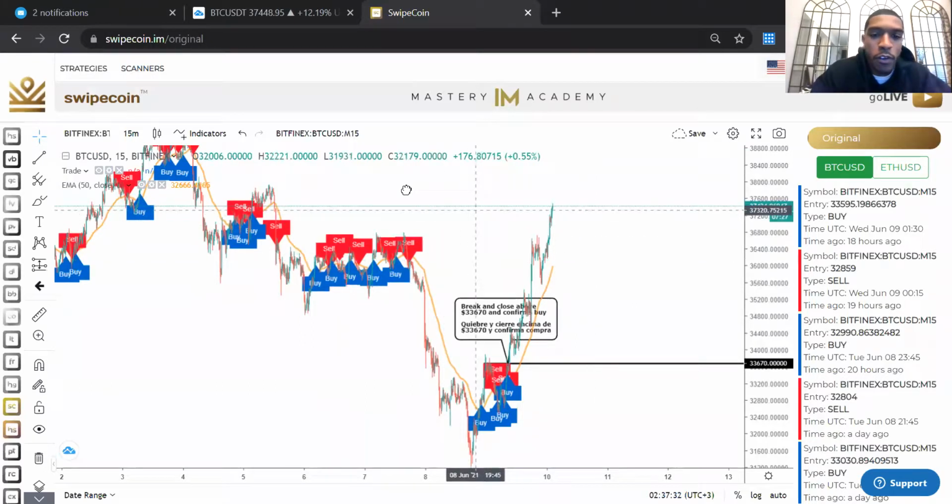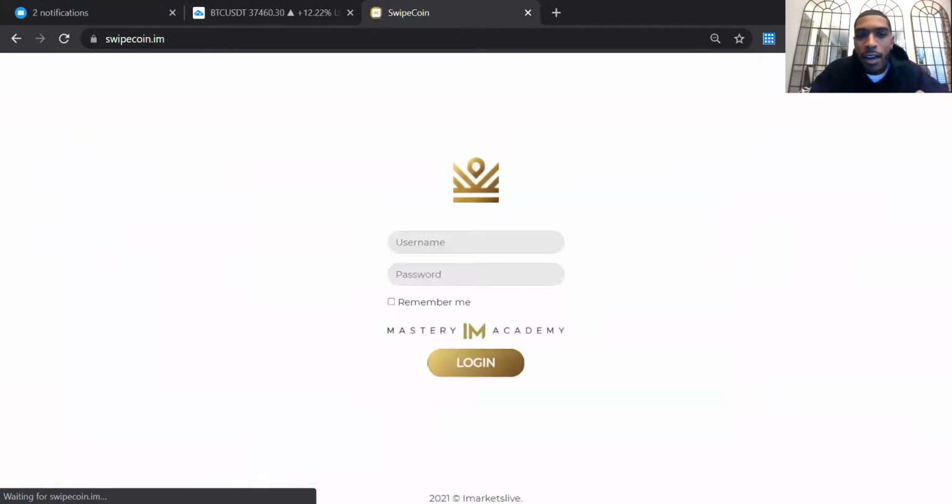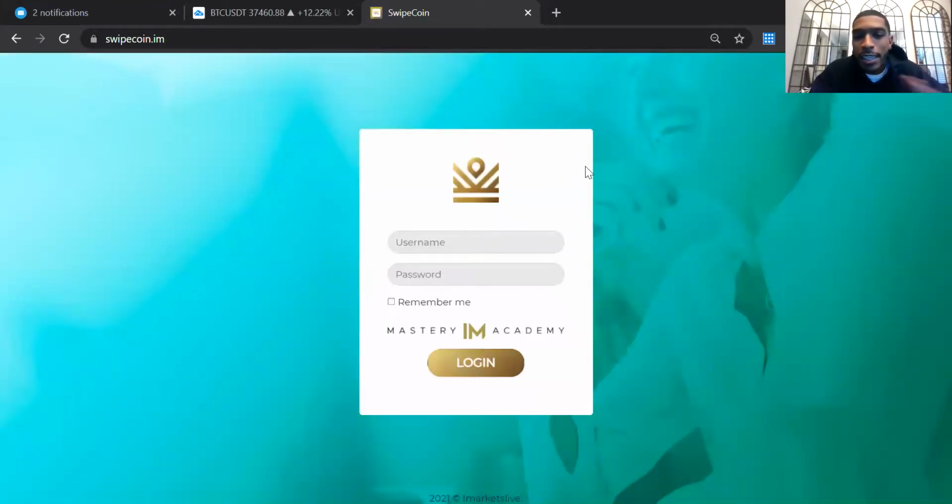Okay, so let's go over a few things. First of all, how do you even get to the scalper? Well, you have to have the exclusive username and password. So I'm going to log out of here and show you what it looks like to get in. You're going to go to swipecoin.in, and then in the username and password column, you put in your information, and then you hit log in.